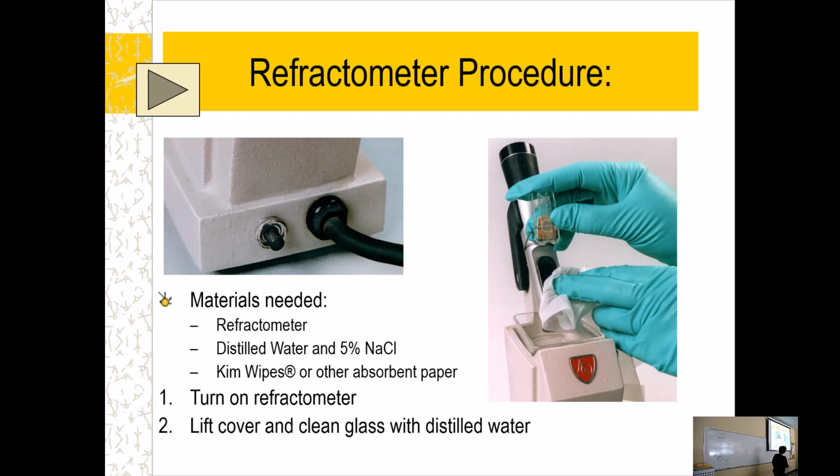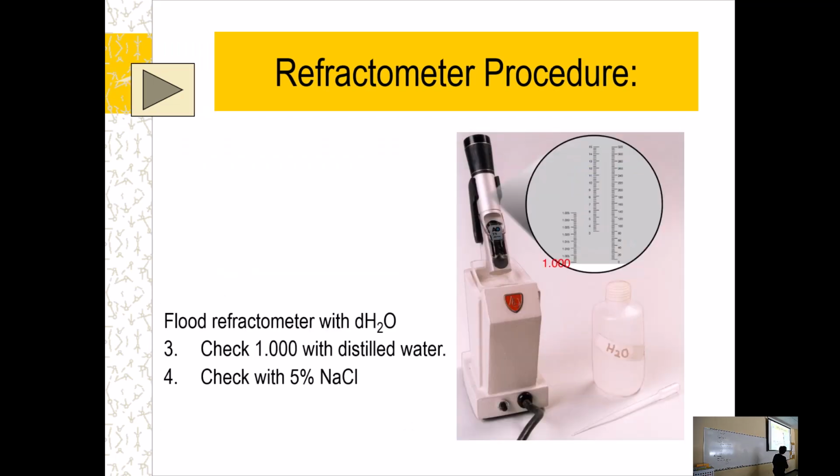So we turn it on, we lift the cover, we kind of clean everything with a little distilled water, and then we flood the refractometer with distilled water. So you take it, there's a little notch right here on the top, and you fill it with distilled water, and it should be 1.000.